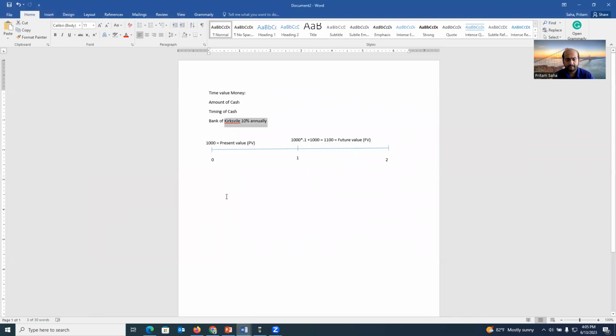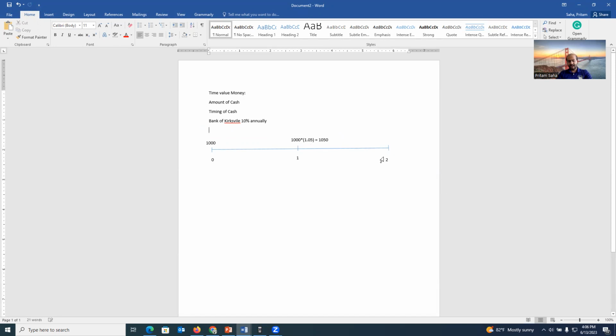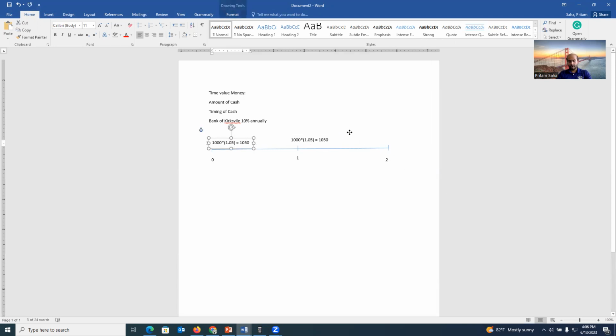So basically, if you invest the money for 1 year, okay, 5%, let's come here. Let's make it small, okay, 1,000. So 1,000 into 1.05. So 1.05 means 1 is your principal, 0.05 is your interest, right? 1050. So that is your future value end of year 1. You decided, I want to keep the money for 1 more year.